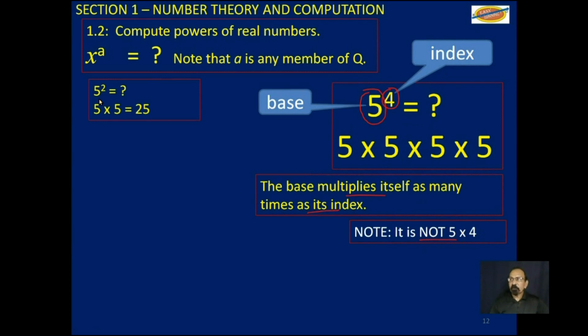So let's look at the very first example, extremely simple. 5 to the 2nd power. That means 5 multiplied by itself twice. So 5 by 5, and that will give us 25.